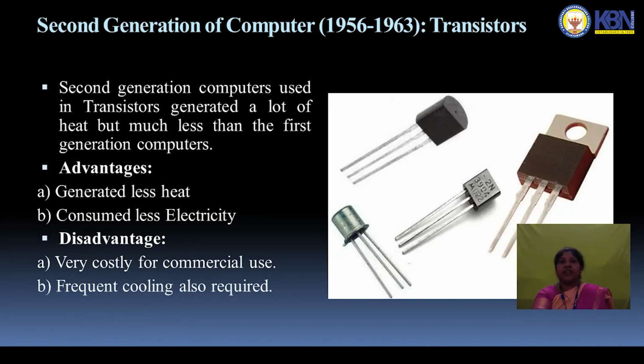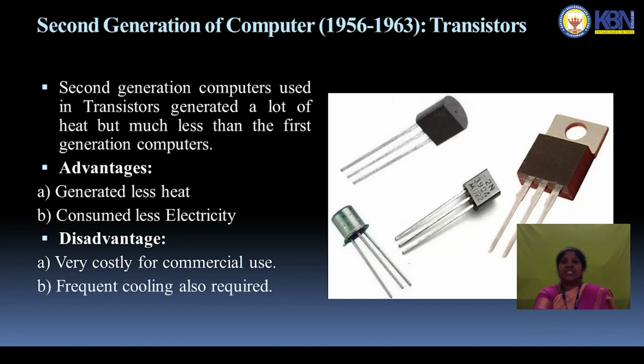In the second generation, 1956 to 1963, the technology was transistors. Second generation computers used transistors, which generated a lot of heat, but much less than the first generation. Comparatively, we can reduce the heat of the second generation by using these transistors. Advantages: generating less heat is an advantage, and consuming less electricity is also an advantage.